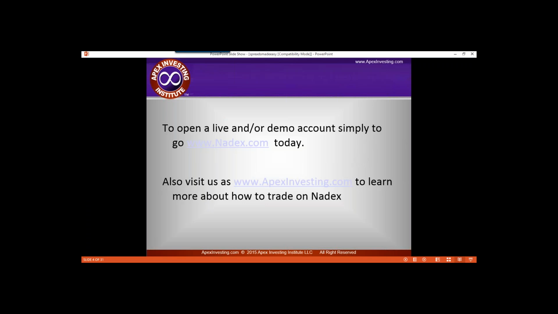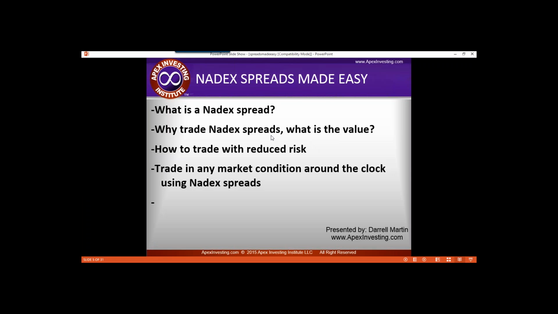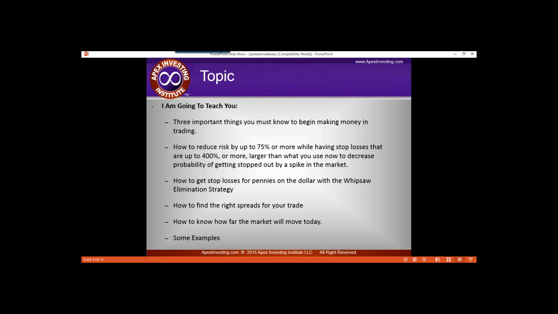So tonight, like I said, we're going to talk about the basics of spreads. What is a spread? What's the value? How to trade with reduced risk, and how to trade in any market condition. I'm going to teach you 3 important things that you must know before you make money in trading. It doesn't matter what you're trading, whether binaries, spreads, anything. One of the main things that people struggle with in trading is risk management: risking too much, over trading, or having bad risk to reward ratios.